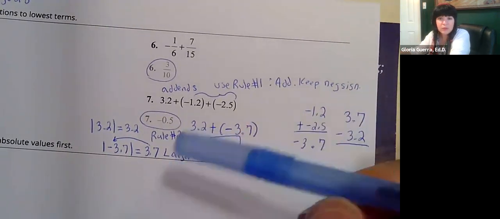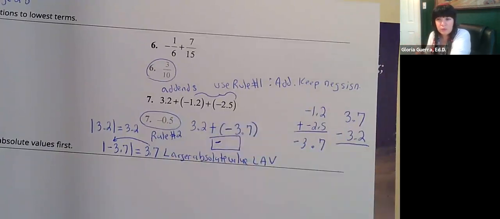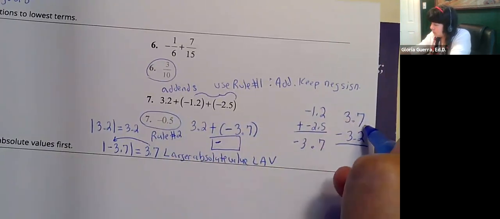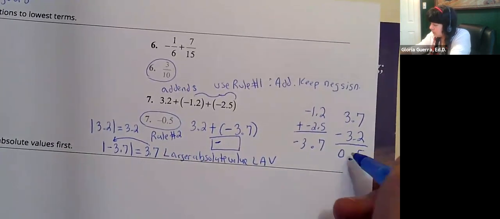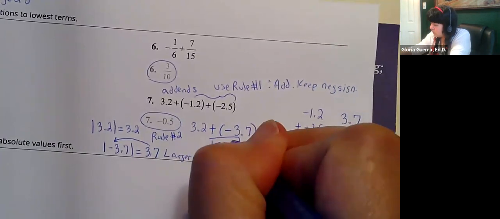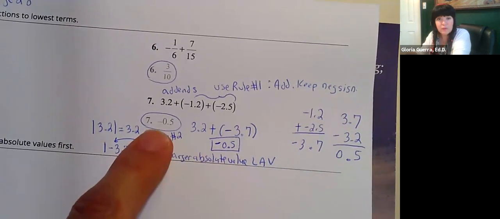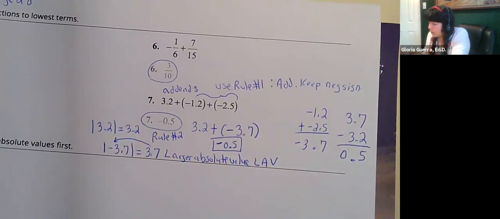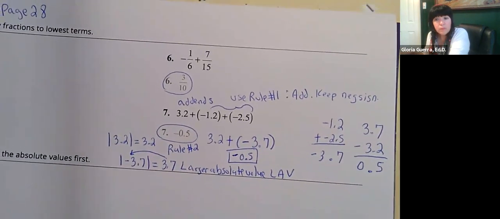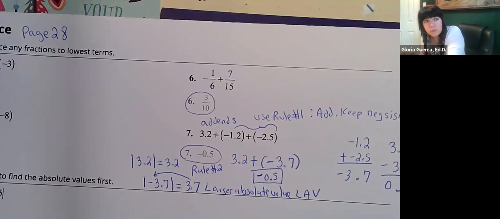Because you're trying to decide what sign to go with, and you honor the one that's got the bigger absolute value. So when I subtract, 7 minus 2 is 5, and 3 minus 3 is 0. So it's a negative 0.5, okay? And you see that's what they have here, negative 0.5. Okay. Now, if you look at number four.